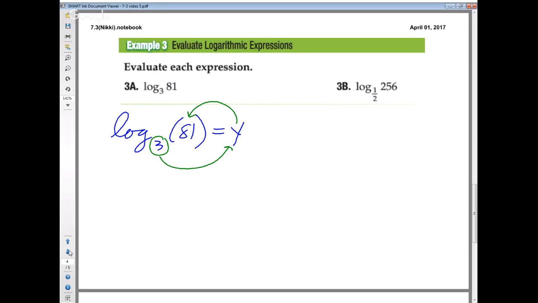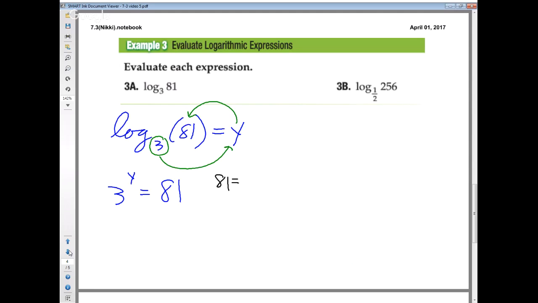So in our loop method, the 3 came first, so the 3 gets written first. The y came second, so it gets written second. And the last thing in the loop was 81, so it's the last thing that gets written. So now we have an exponential equation, and we need to make the bases the same. So probably the best thing to do is to try to rewrite 81 as a base of 3.